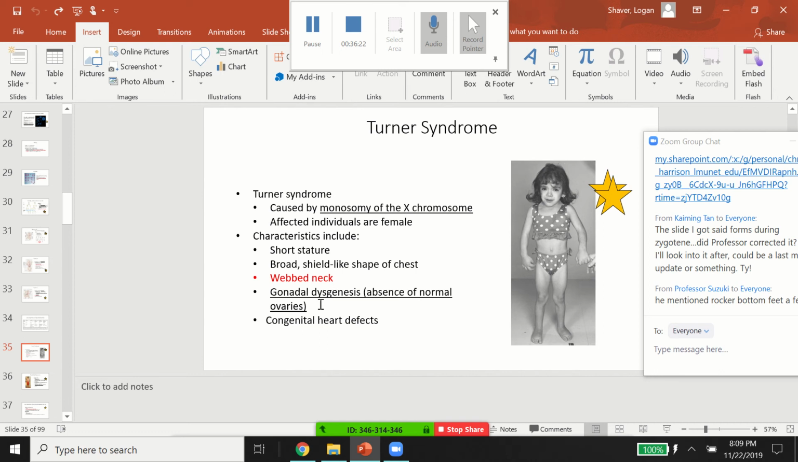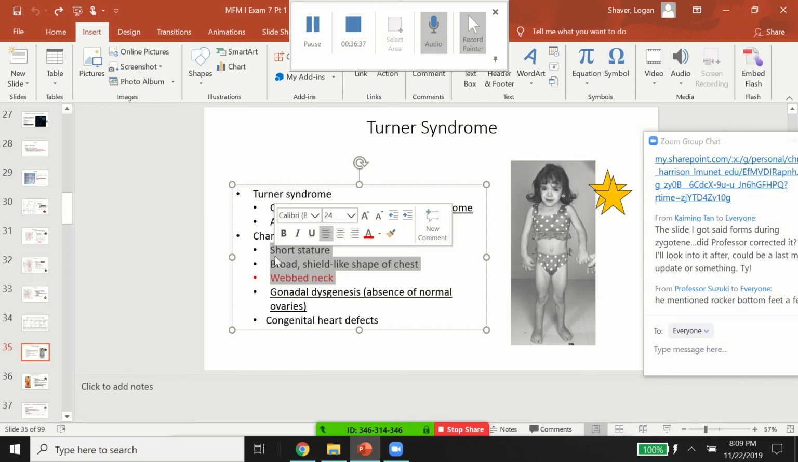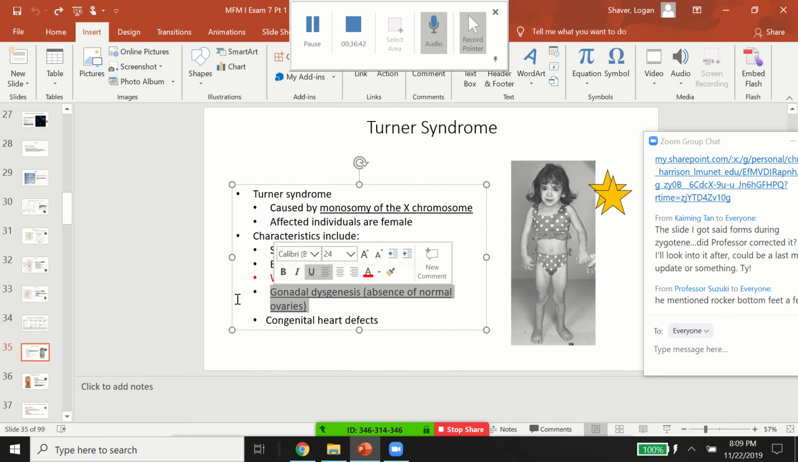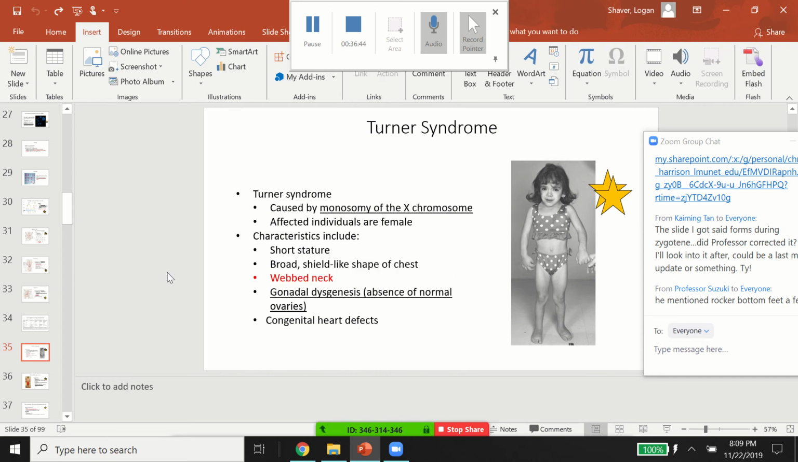Anyway, characteristics that really stand out to me with Turner syndrome are the short stature, especially the webbed neck and the broad shield-like shape of the chest. Those are the things that really stand out to me about Turner syndrome. Also, gonadal dysgenesis is a thing with them as well. But the things that stand out for me are that stuff, because that's what I see in the picture. So if you see any of these characteristics, you might need to be thinking Turner syndrome.